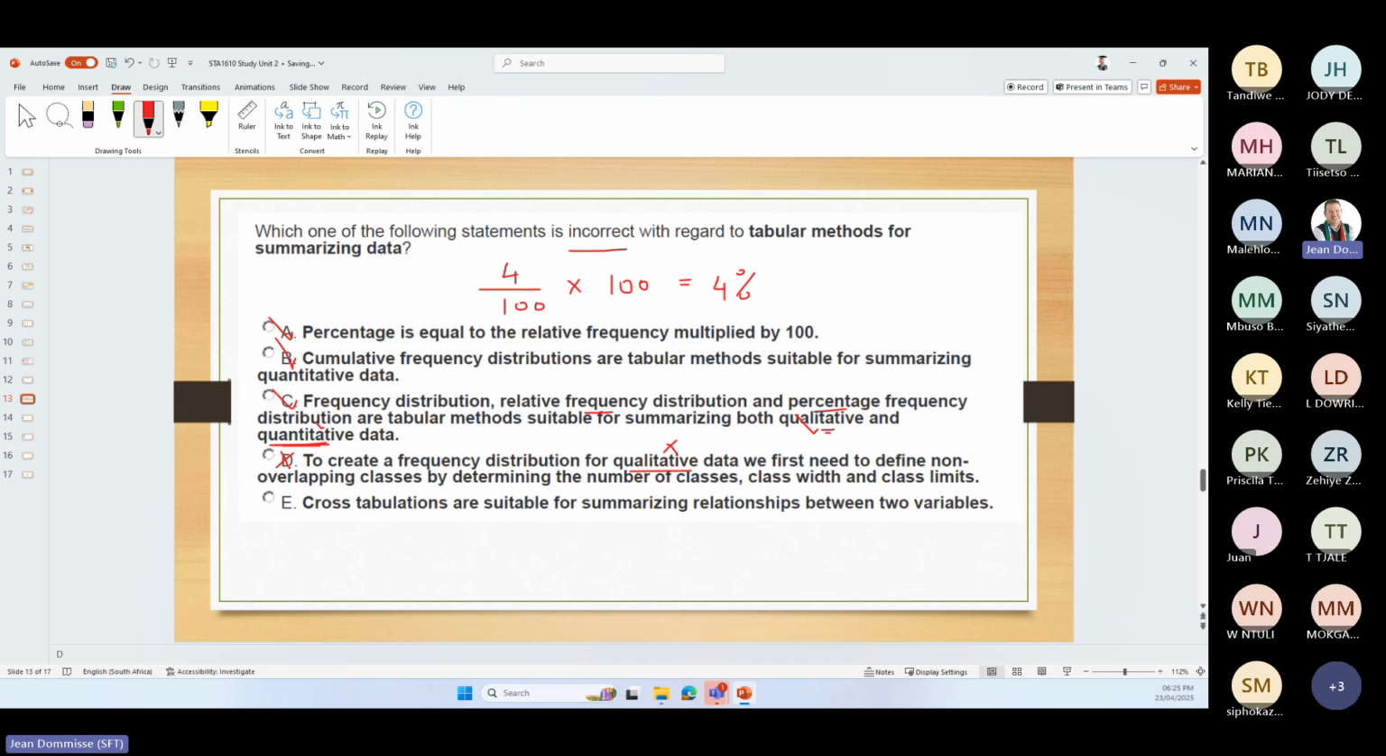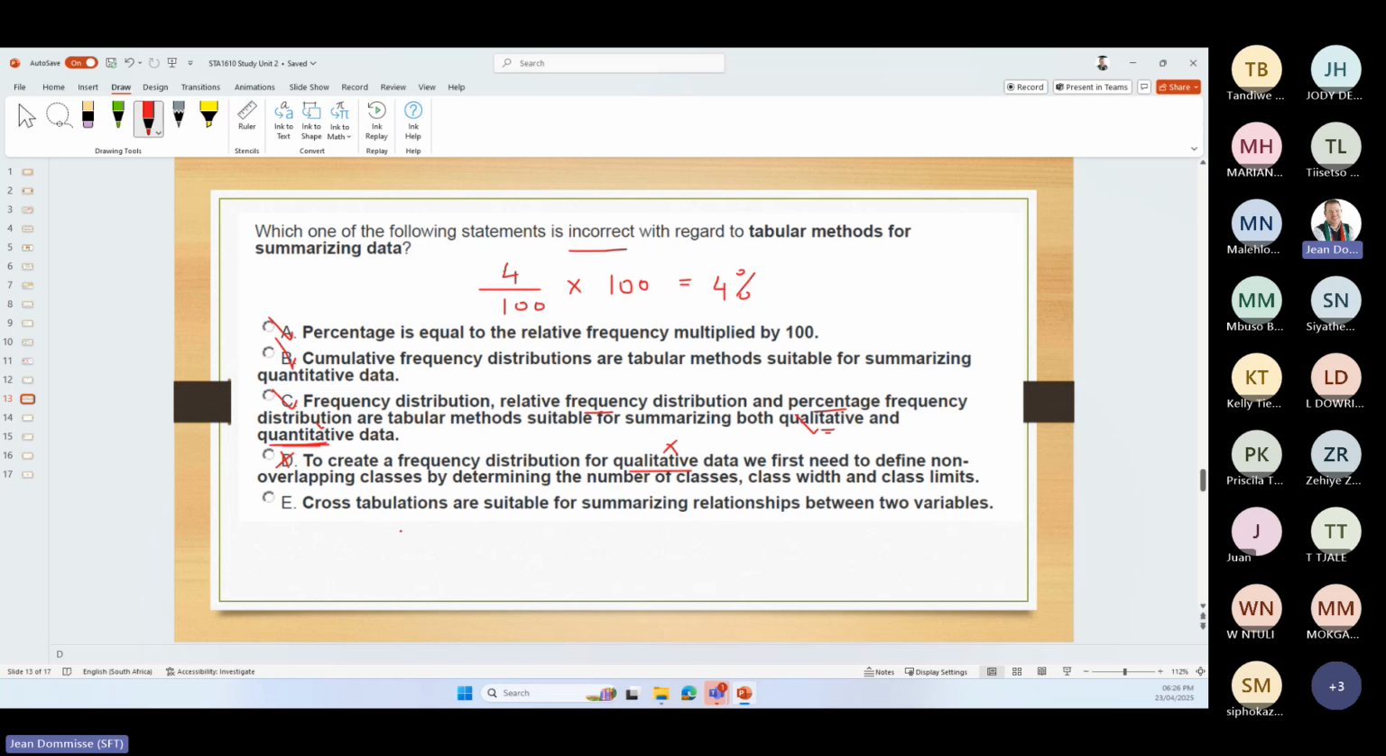Qualitative is color of eyes, color of cars, those kind of things. So there is no class width or number of classes. It basically, how many colors are there that a car can be painted, and you count how many are in each of those categories. There are no class width or class limits or any of those. That is only applicable to quantitative data.